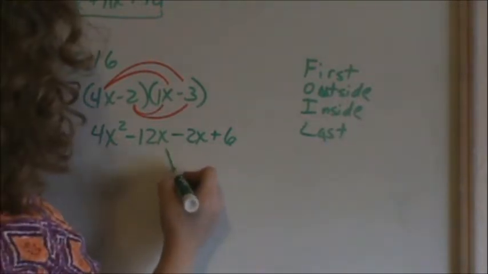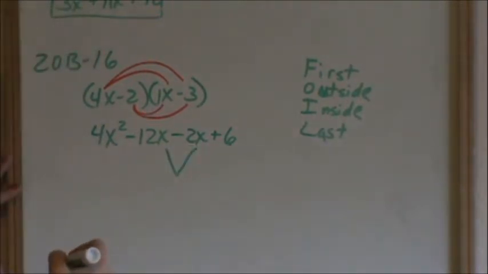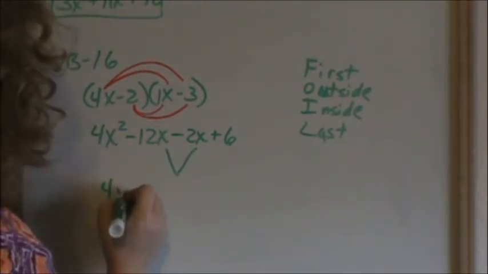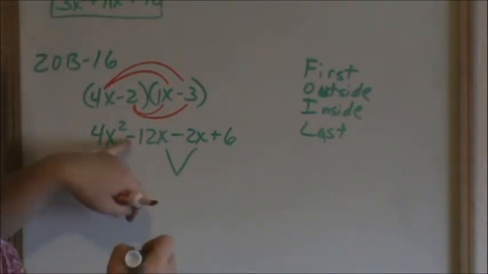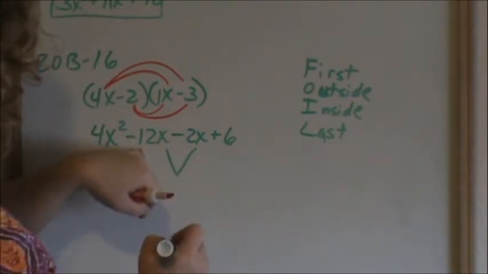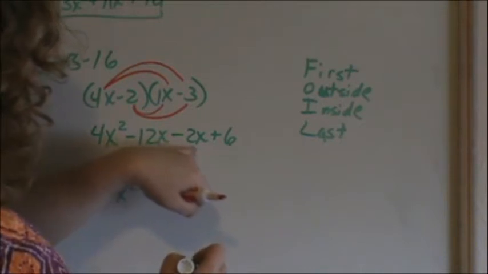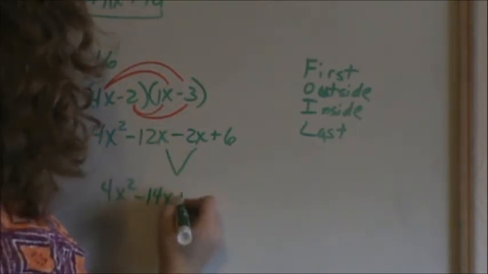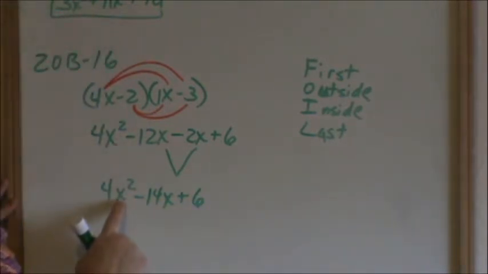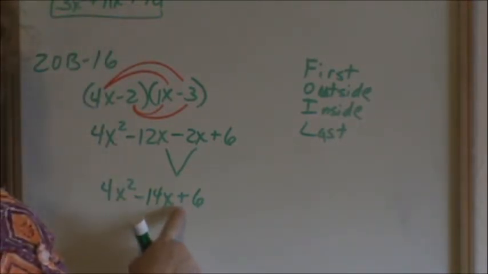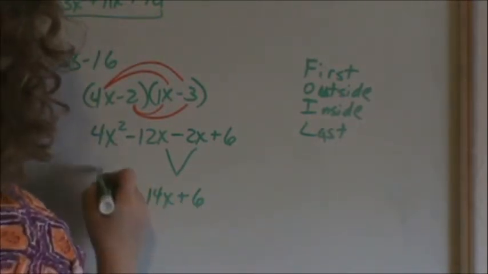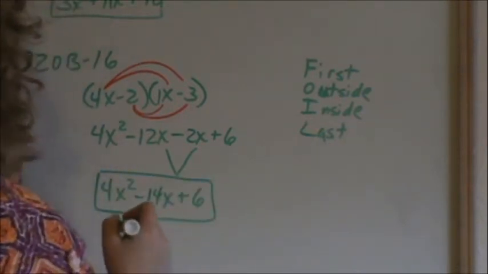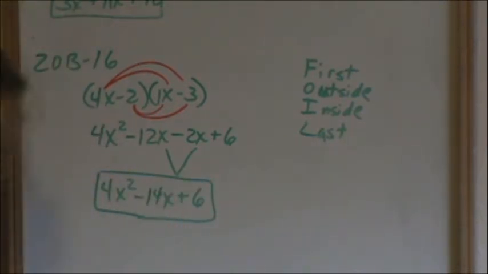Okay, now we can combine our like terms of x's. We still have our 4x squared. Now we have a negative 12x, in debt 12. Now we're in debt 2 more. So we are in debt 14x, and then we still have our positive 6. I cannot add x squares to x's to whole numbers. So this is our final answer of multiplying those two binomials together.